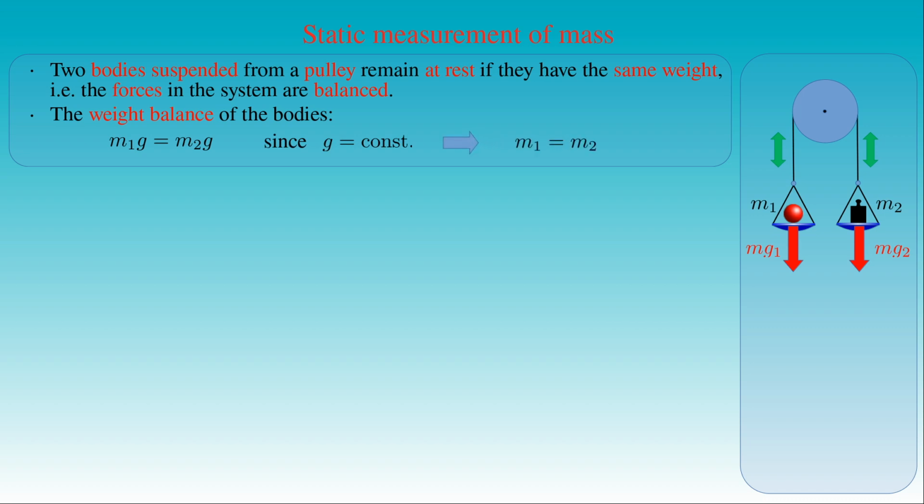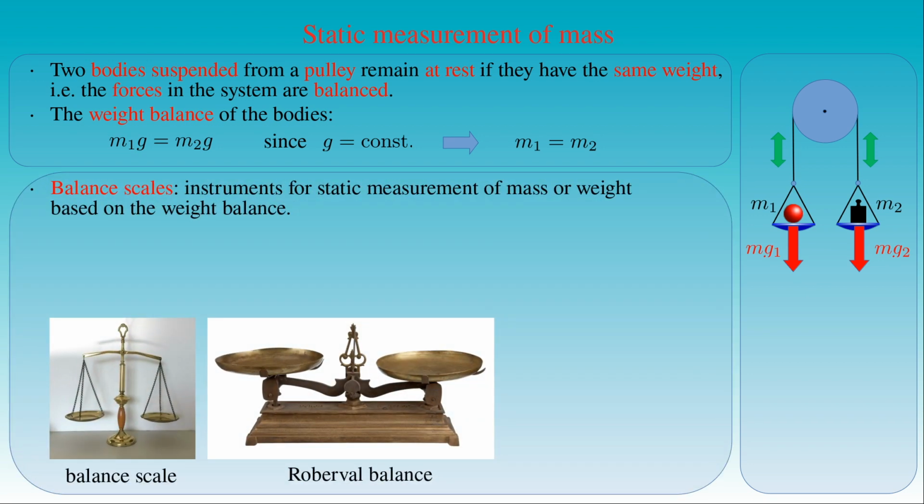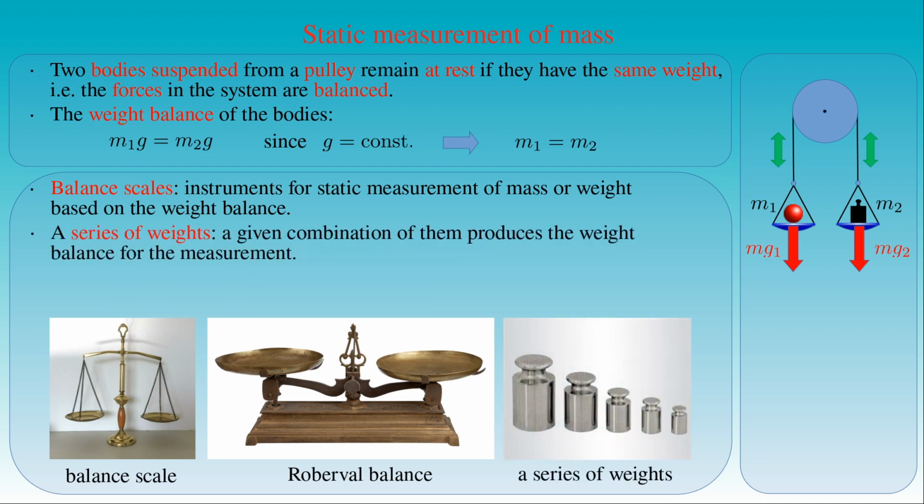If the mass m1 is unknown and the mass m2 is known, then the body of the mass m2 can be used to determine the mass m1. Since the static measurement of mass is based on the force balance, or the balance of weight, the instruments used for such measurements are known as balance or balance scale. Here we can see two balance scales, a traditional one on the left-hand side, and a Roberval balance on the right-hand side. If we have a set of bodies with different mass, we can use any combination of them to produce a proper weight compensating the unknown one. The set of bodies used in mass or weight measurement is called a series of weights.